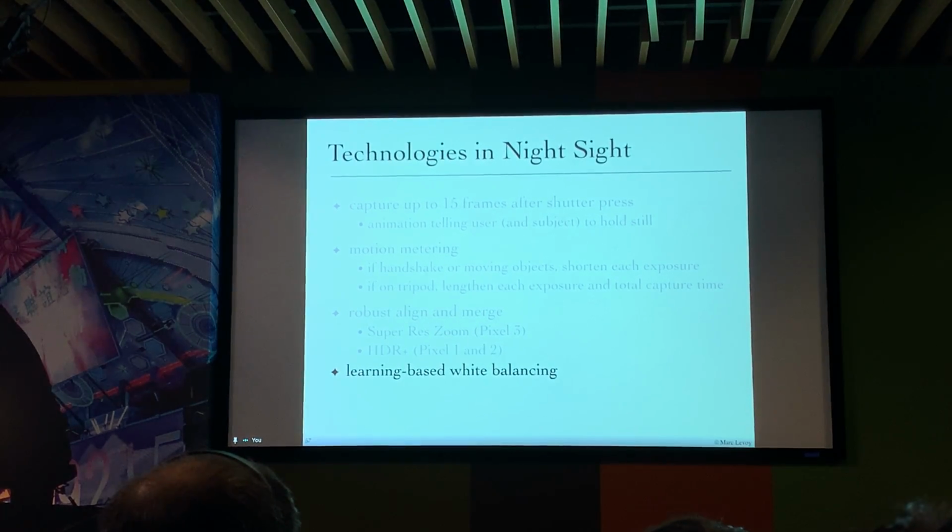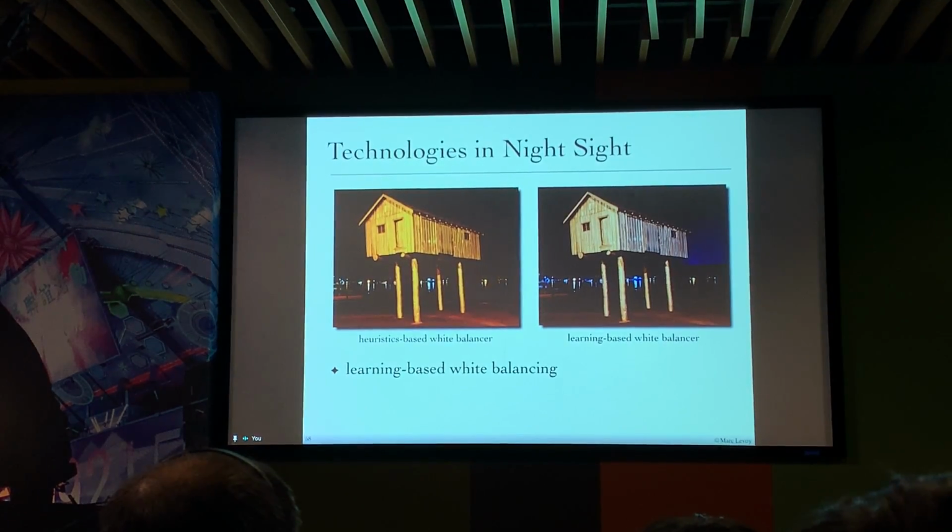But they do almost the same thing. So we do have a learning-based white balancer. This is a very good example of AI. Here's an example. This is sodium vapor lights, I think, and this is the learning-based white balancer.